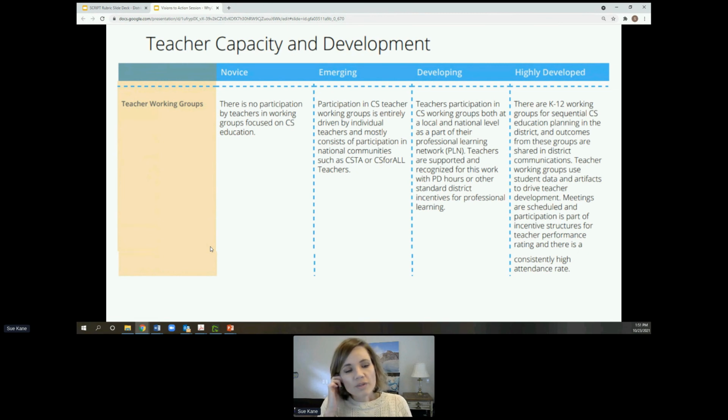So when we look at this process, if I was a district team and I was saying, hey, I do have like 2 of my 6th grade teachers that have been a part of the CSTA, and they're maybe teaching Project Lead the Way, I don't know if they talk to each other, but I know that they're part of the CSTA. That as a district team would be emerging, and I would circle it.